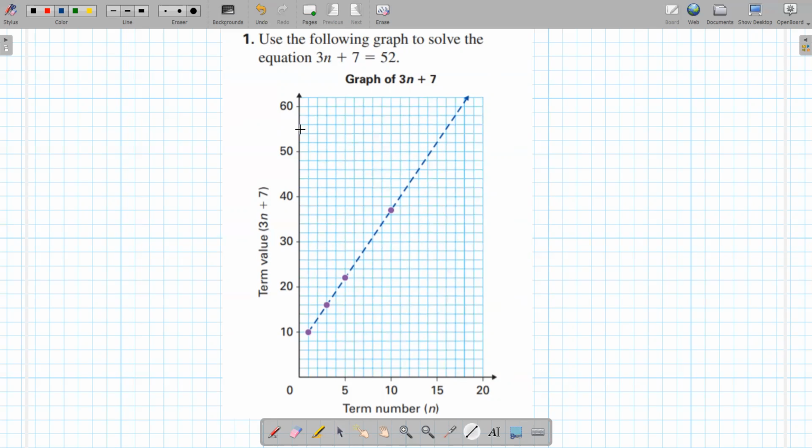So if that's 60, where's 52? Here or here? 1 box up or 2 boxes up? 2? No. See, 50 to 60, that means there's 5 boxes, right? 1, 2, 3, 4, 5. So each box represents 2 units. So 52 is there. And then you pull this down. So the answer is 15.